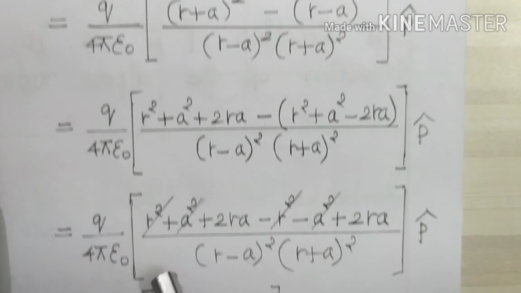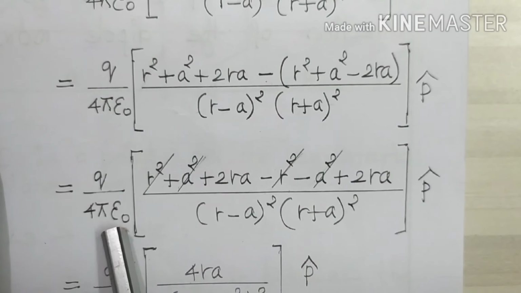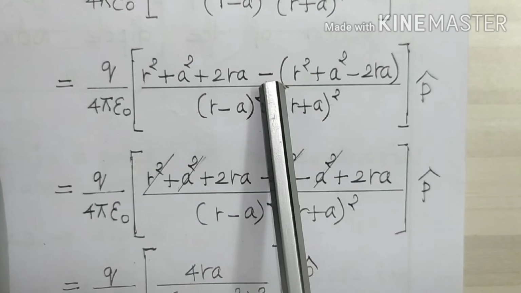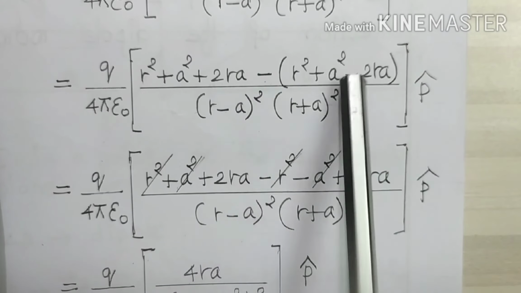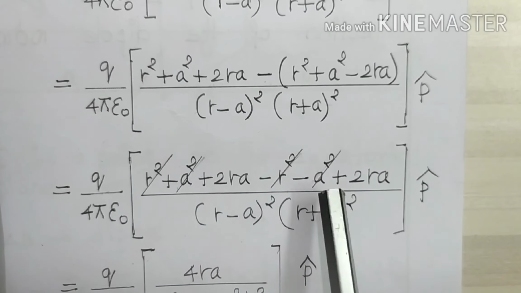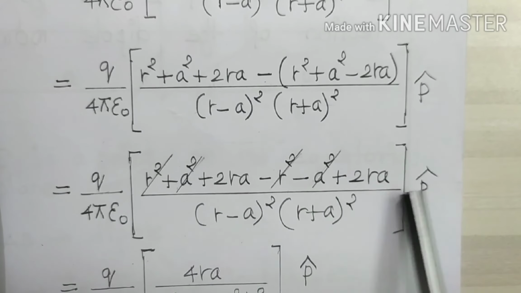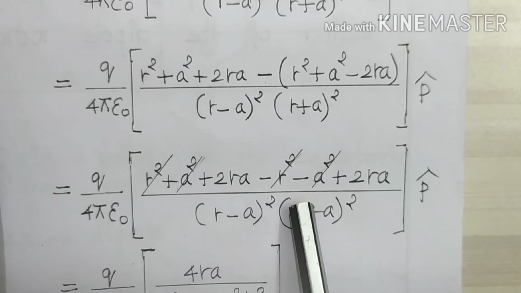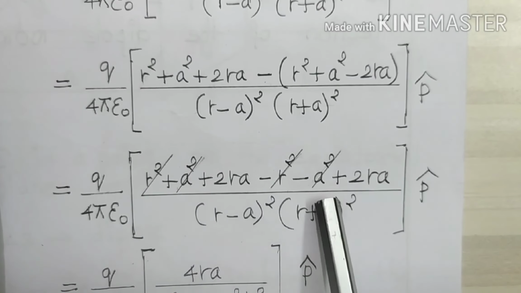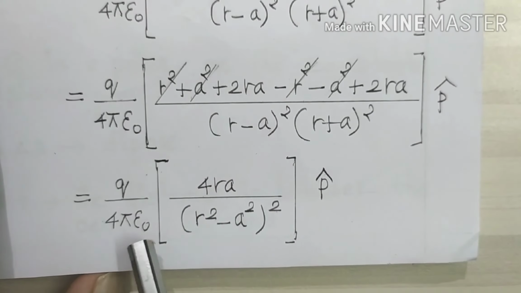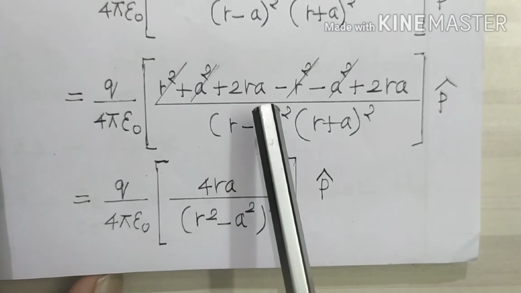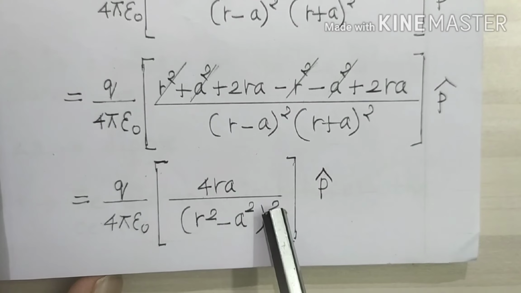In the next step, everything is as usual, but here all the terms within the bracket are multiplied by minus. So minus R squared minus A squared plus 2RA. Here R squared gets cancelled, A squared gets cancelled. So what is left is Q by 4 pi epsilon naught within the bracket, 2RA plus 2RA, 4RA.